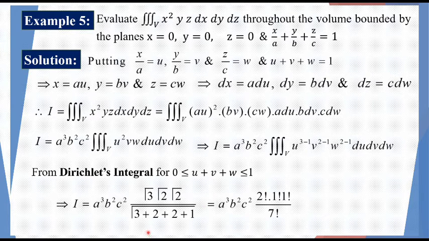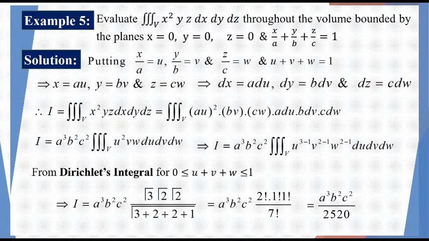So we can write Gamma 8 in terms of 7 factorial. So now open the factorial notation. So 2 factorial is 2, and 7 factorial can be opened as 7 into 6 into 5 into 4 into 3 into 2 into 1, and on simplification we get a cube b square c square upon 2520. So it is the required value of this particular integral.